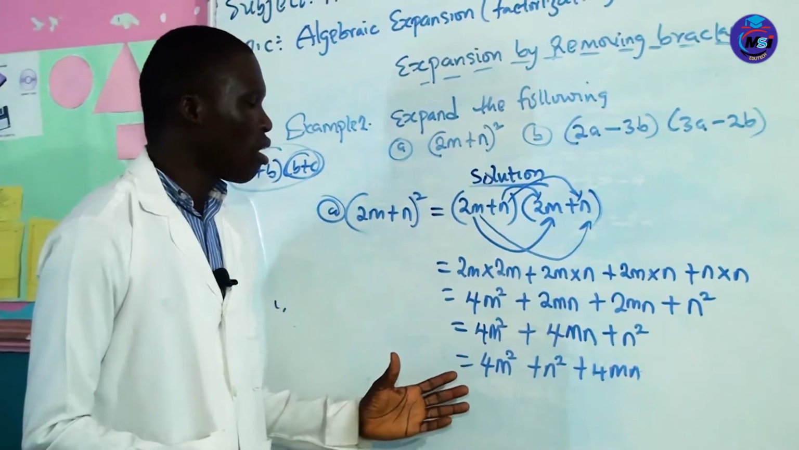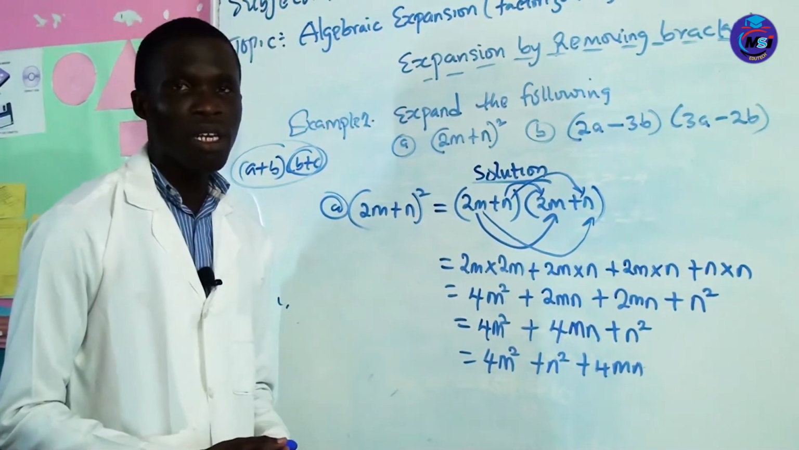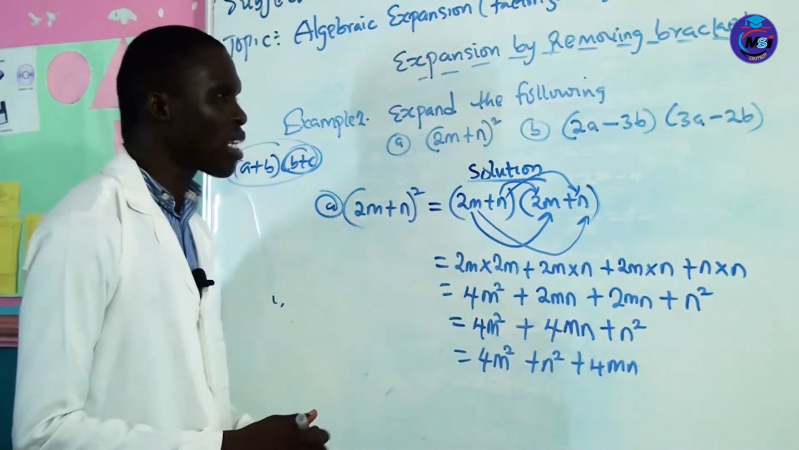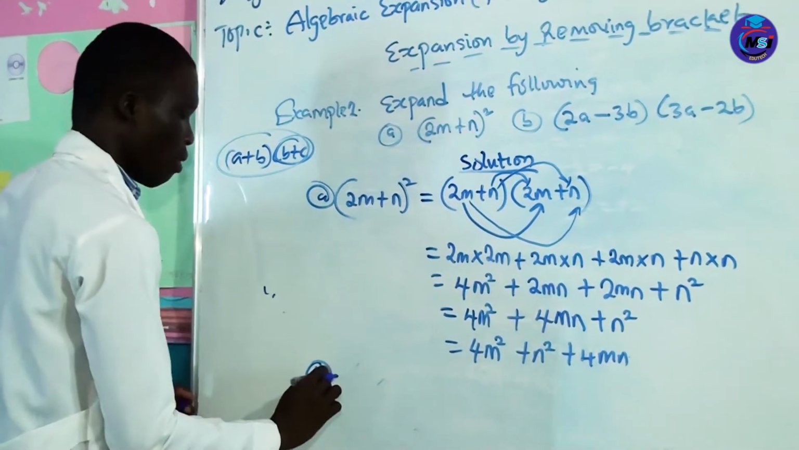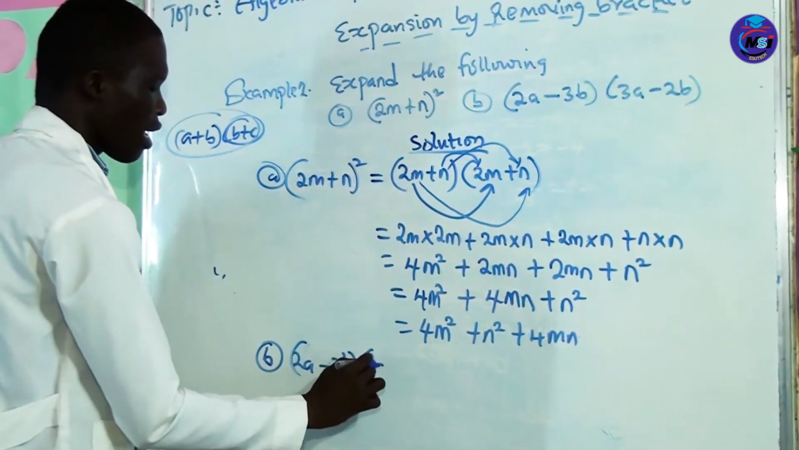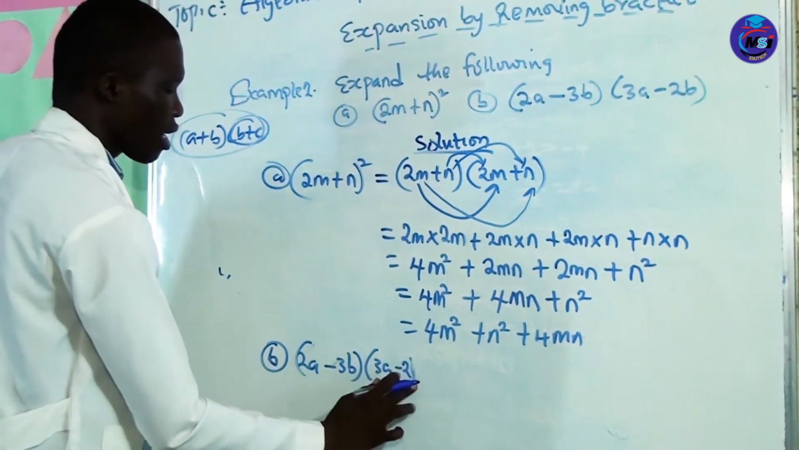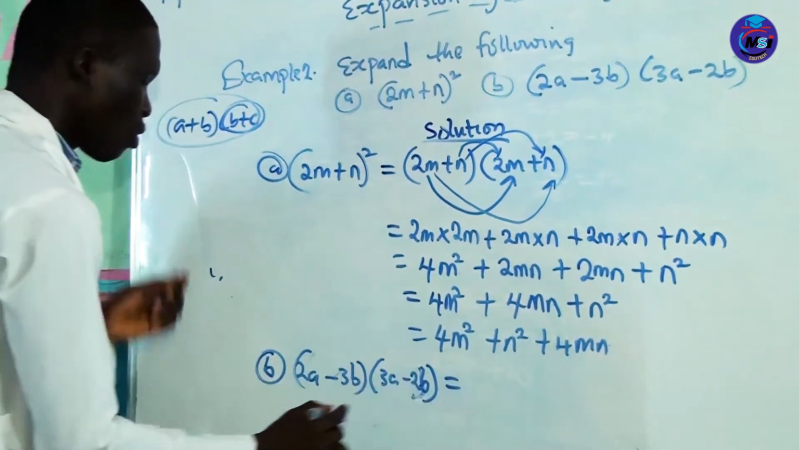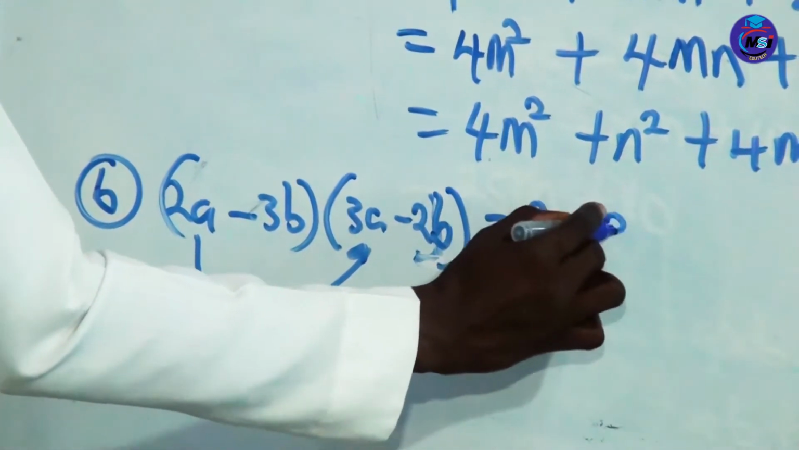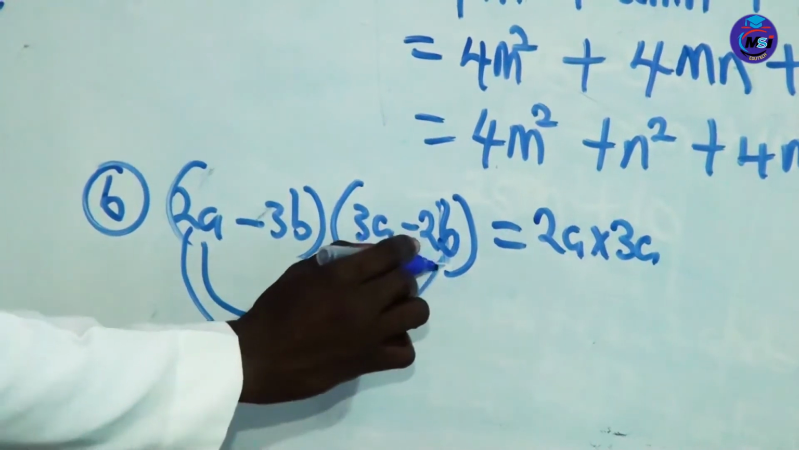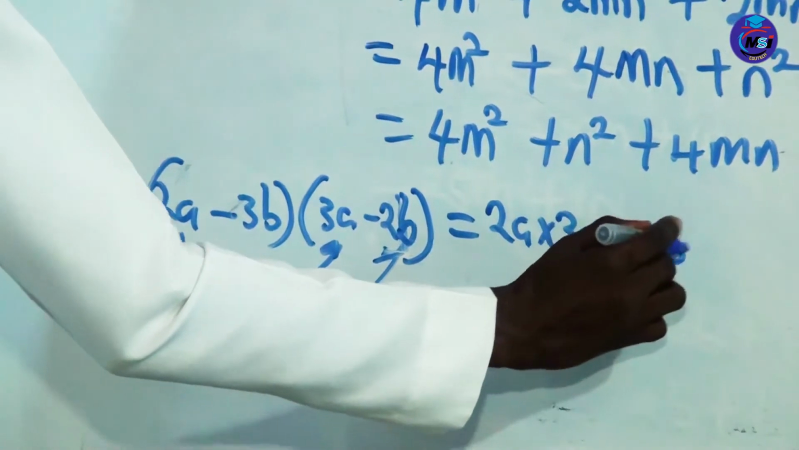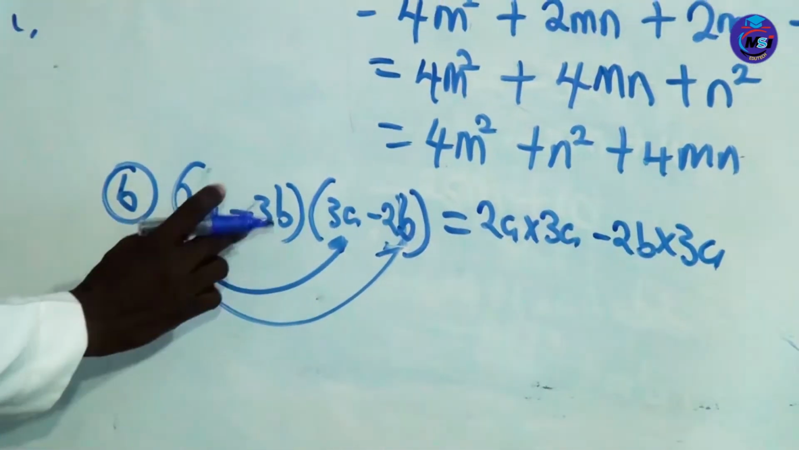So if you can really understand this, in which I believe you understand, you can solve any question related to this. So let's solve the second part, which is the B part. We have (2a - 3b)(3a - 2b). Okay, sorry. This will give us this times this. We have 2a times 3a. Remember, we have minus 2b here, so we put minus 2b times 3a.